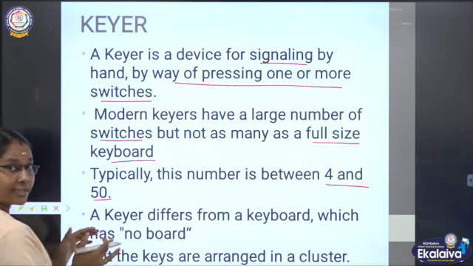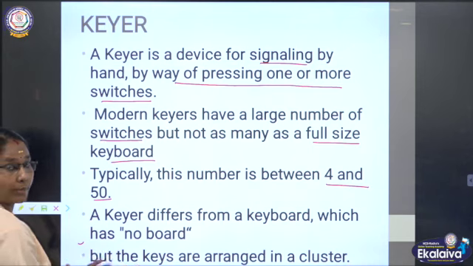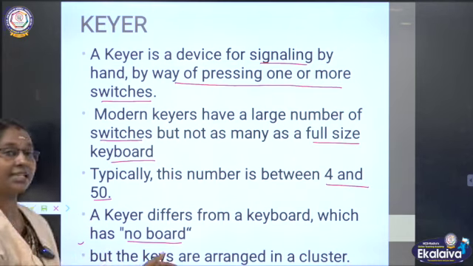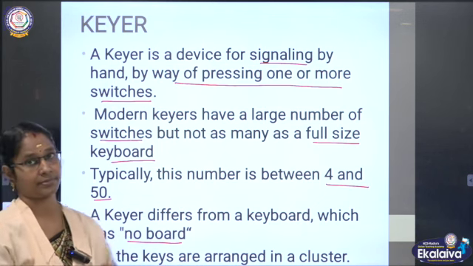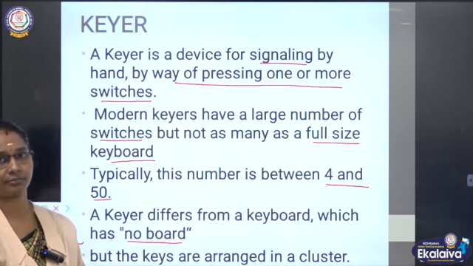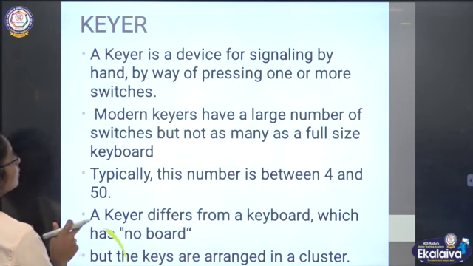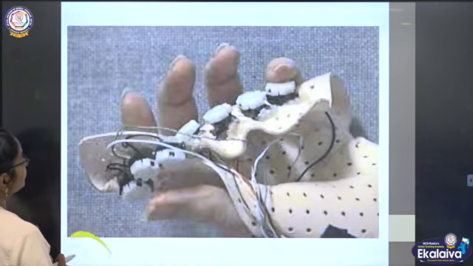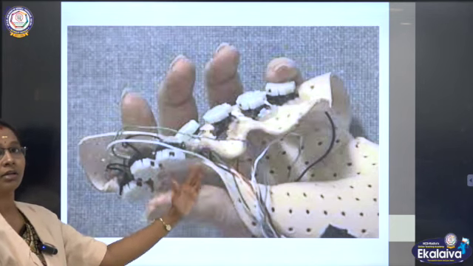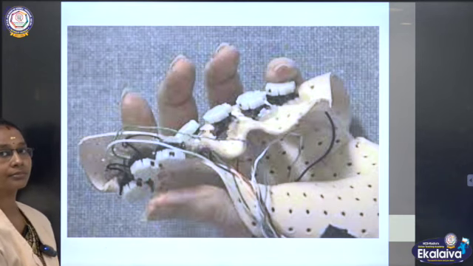Next, a keyer is different from a normal keyboard, which has a board. But in a keyer, the keys are arranged in a cluster. Cluster means it has no order. So this is a picture of our keyer.